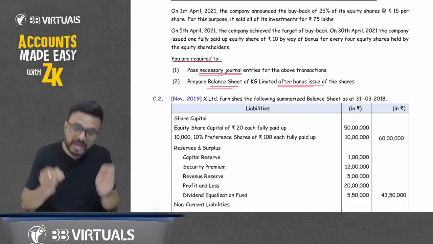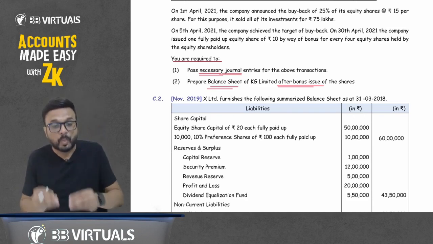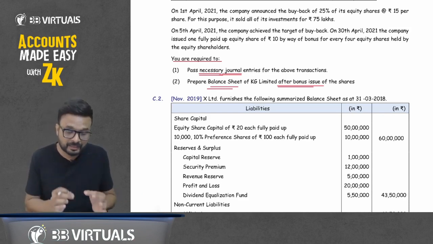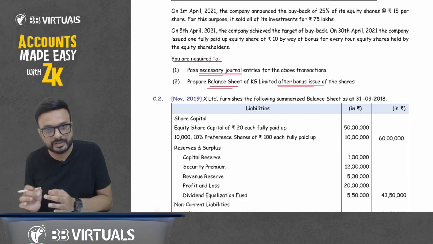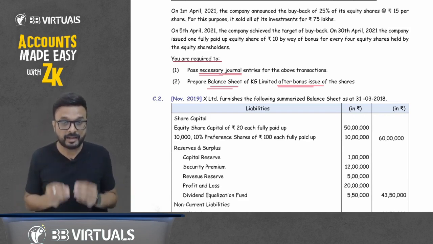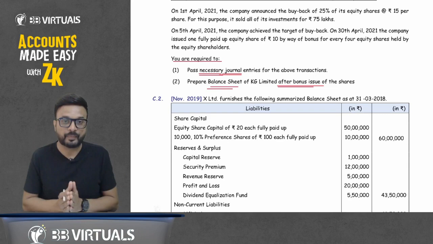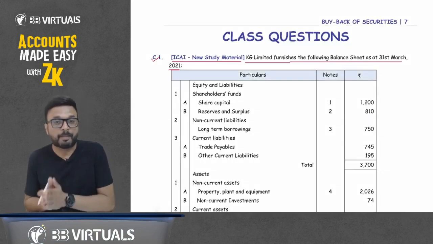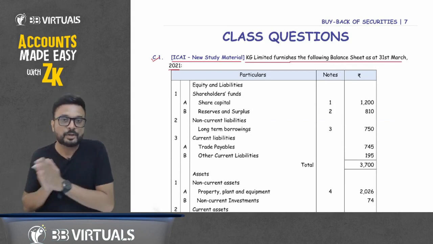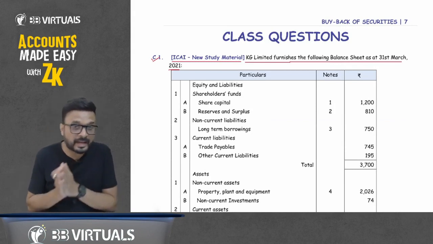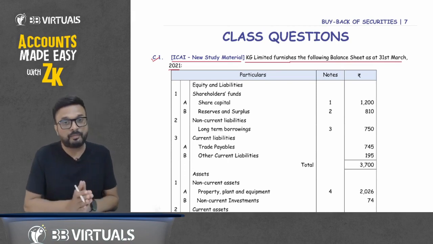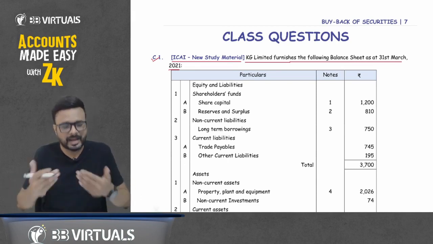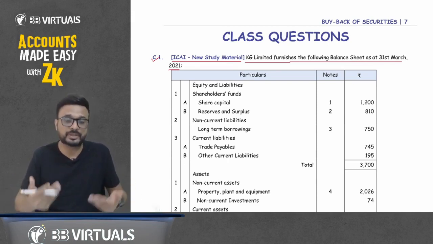In every question, first you have to read what is asked. Here it is asked to pass necessary general entries of the adjustment given above, and to prepare the balance sheet as well. The balance sheet given in the question is before the buyback and issue of bonus shares. The balance sheet that we have to prepare is after the buyback and after the bonus shares as well, because in the question the bonus share is also given.